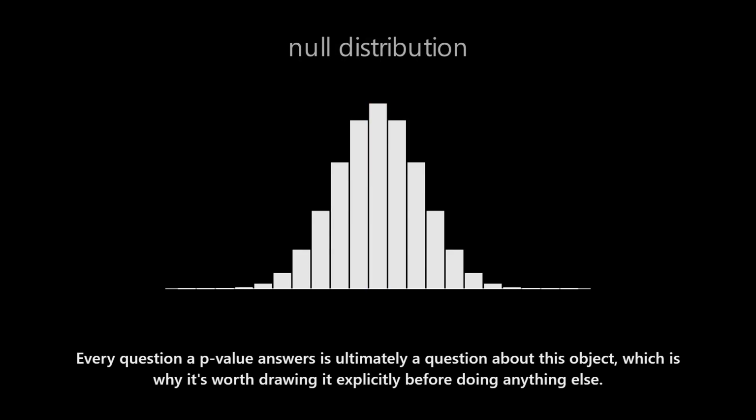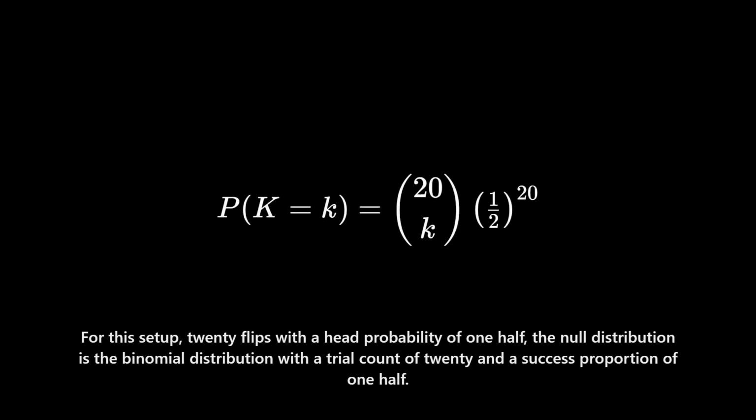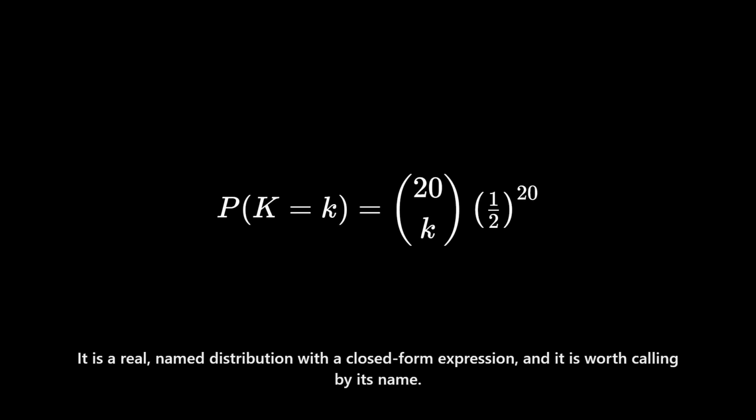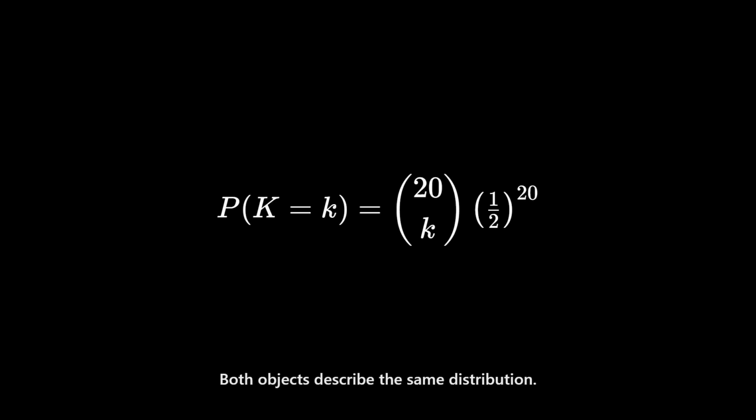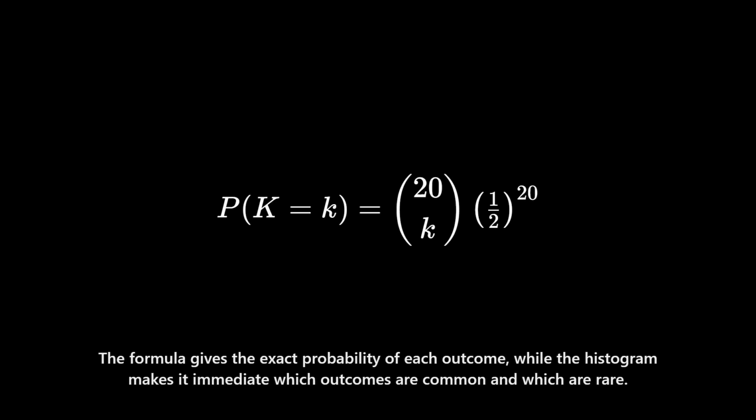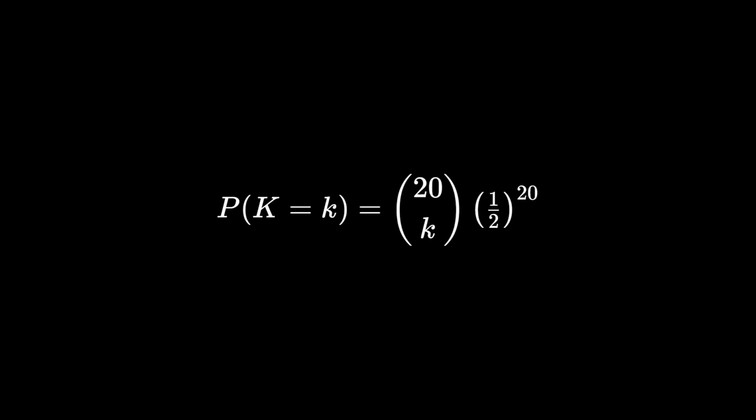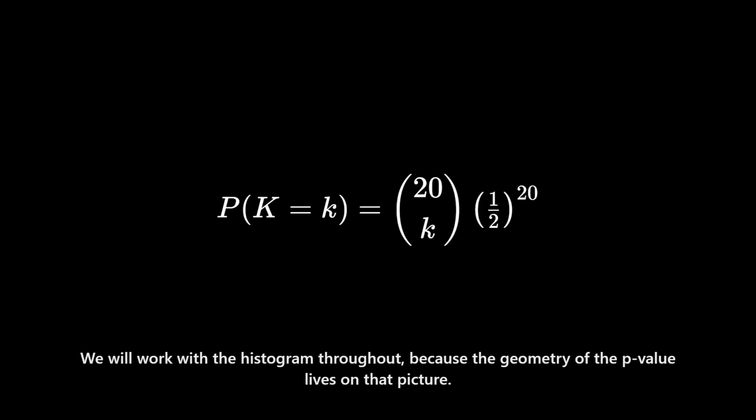For this setup, 20 flips with a head probability of 1/2, the null distribution is the binomial distribution with a trial count of 20 and a success proportion of 1/2. It is a real, named distribution with a closed-form expression, and it is worth calling by its name. Both objects describe the same distribution. The formula gives the exact probability of each outcome, while the histogram makes it immediate which outcomes are common and which are rare. We will work with the histogram throughout because the geometry of the p-value lives on that picture.